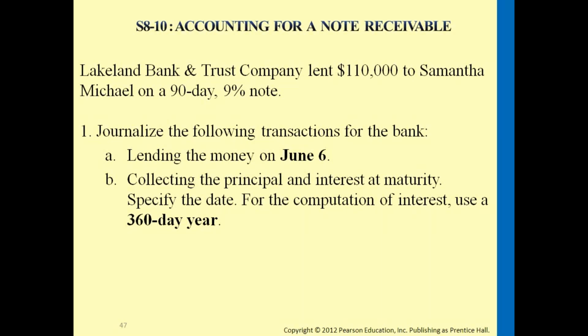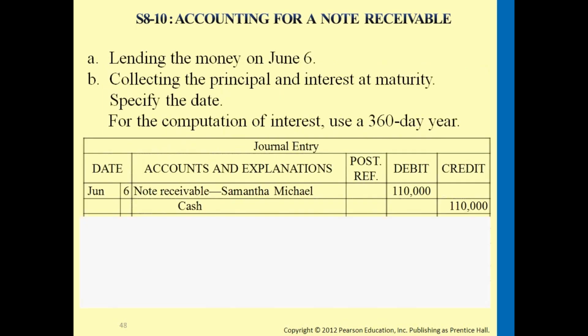So the first entry here, lending money on June 6th, we will be creating this note. So debiting assets, crediting cash. So we'll be debiting notes receivables by $110,000, crediting cash $110,000. This is a transaction, creating the notes. Okay, so this is the first one, debiting notes receivables, crediting cash.